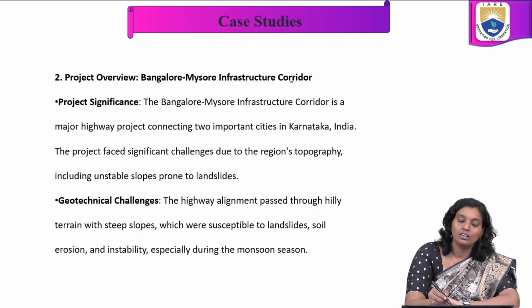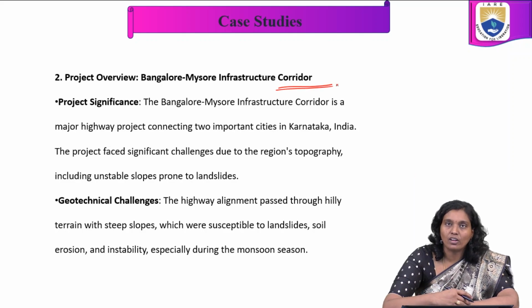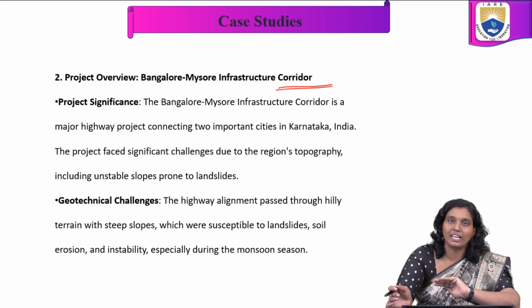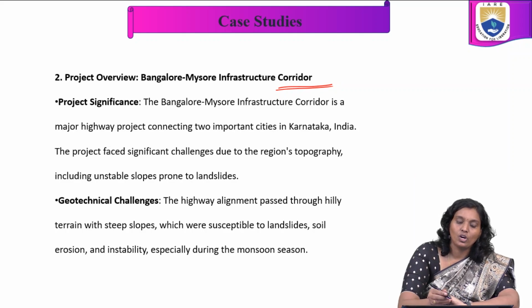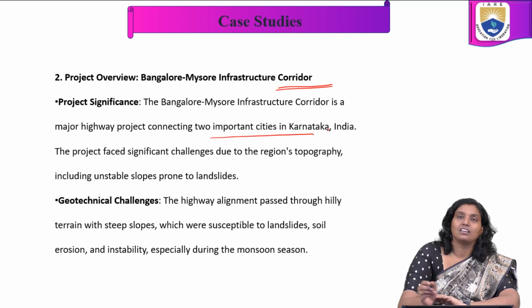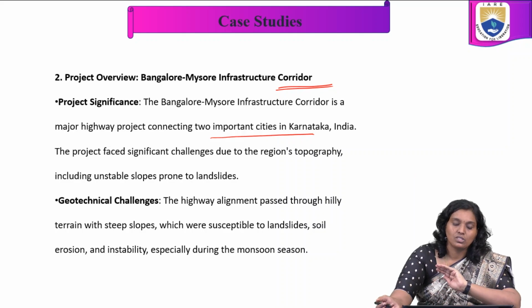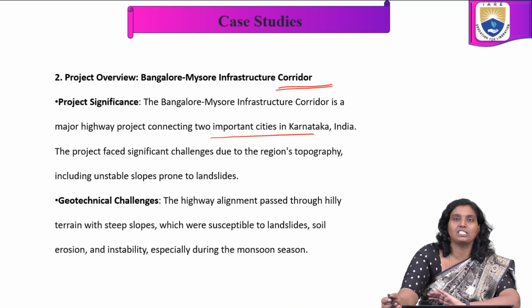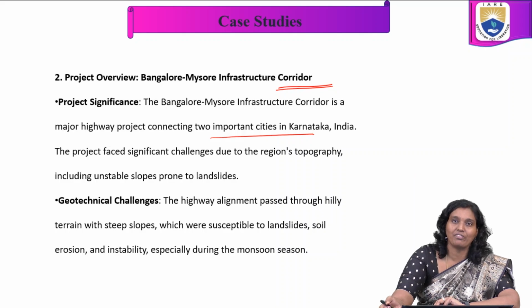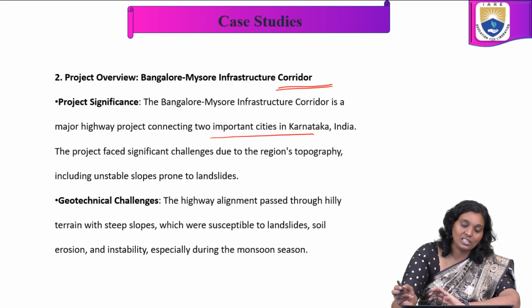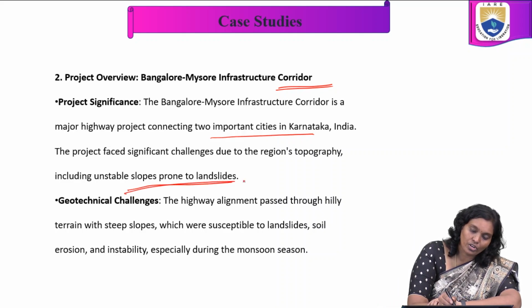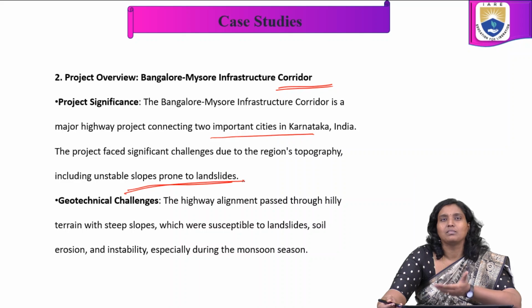In this overall project overview, the particular case study is the Bangalore-Mysore Infrastructure Corridor. It is a major highway project connecting two important cities in Karnataka in India, Bangalore and Mysore. The project faced significant challenges due to the region's topography, including unstable slopes prone to landslides. These are the major challenges we are going to understand in this particular project.